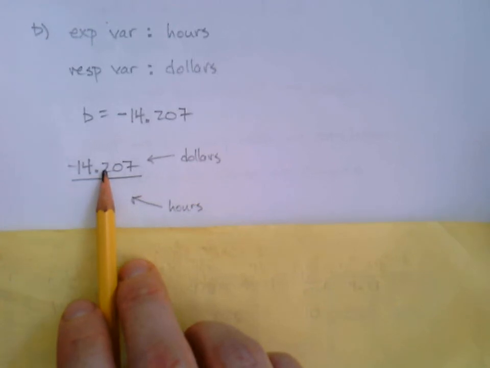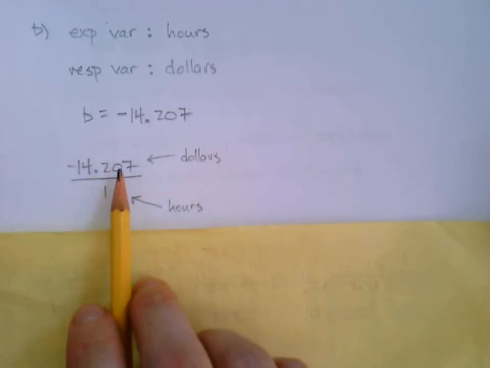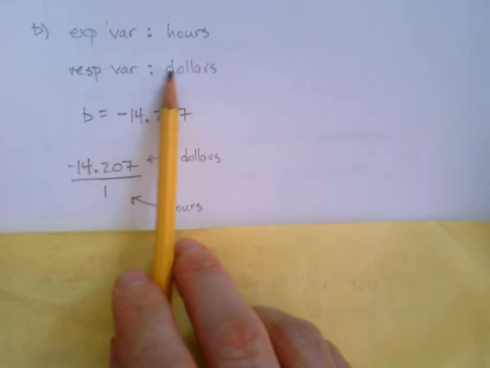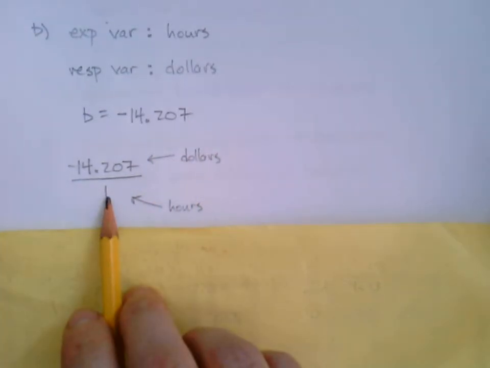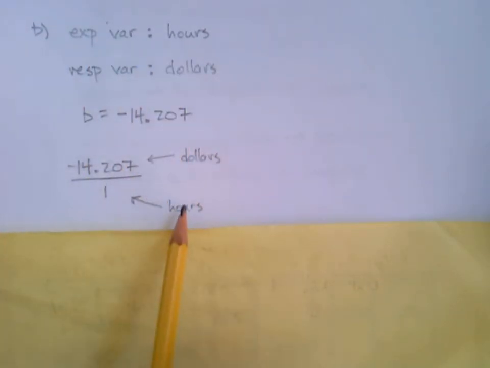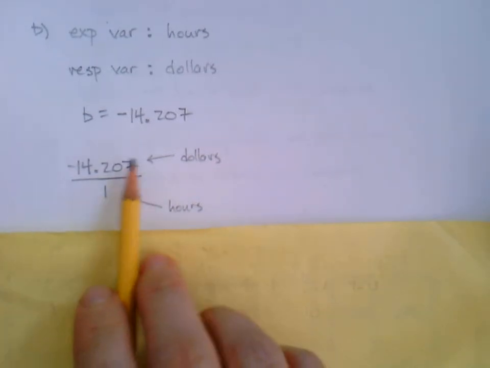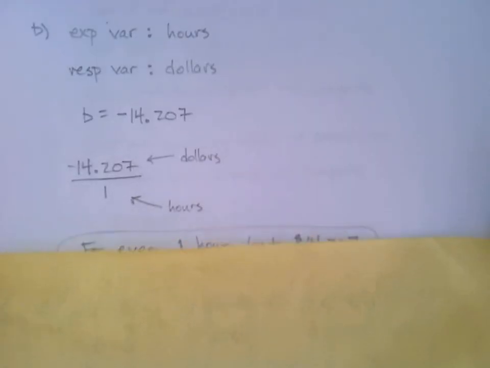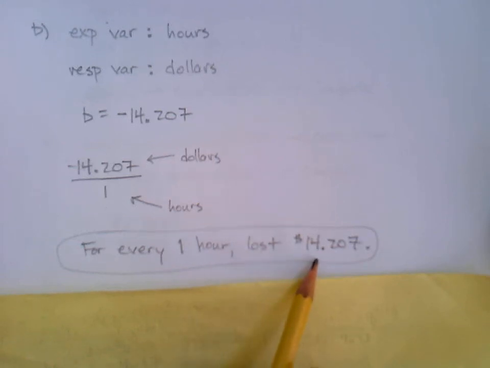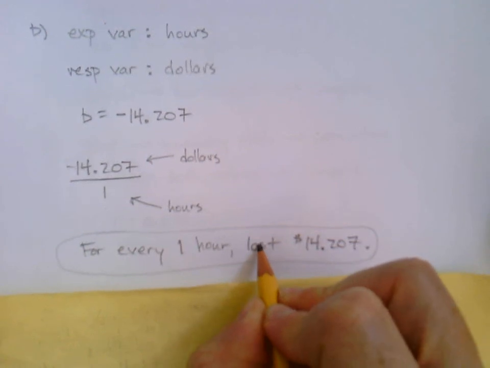And we know that the number on top has the y units. So that's the response variable, dollars. The number on bottom is the x units, hours. So what is this trying to tell us? Well, one way to say it maybe: for every 1 hour, we lost $14.207. It's negative, so we need to indicate that it went down. I think the word lost does that well here.